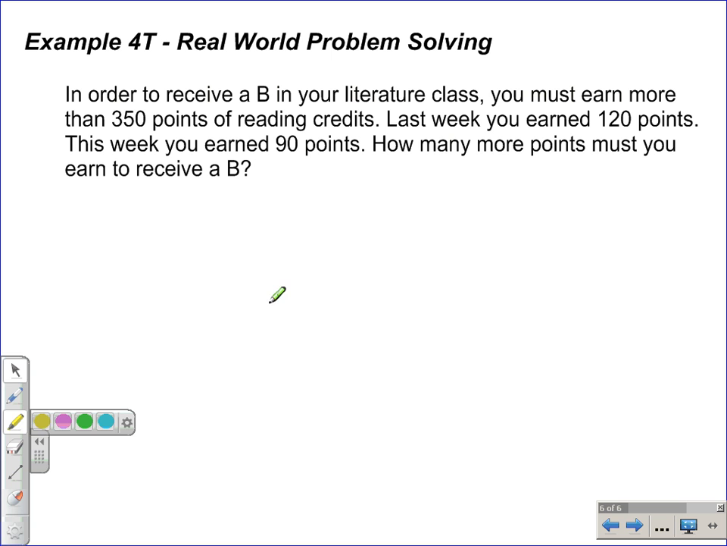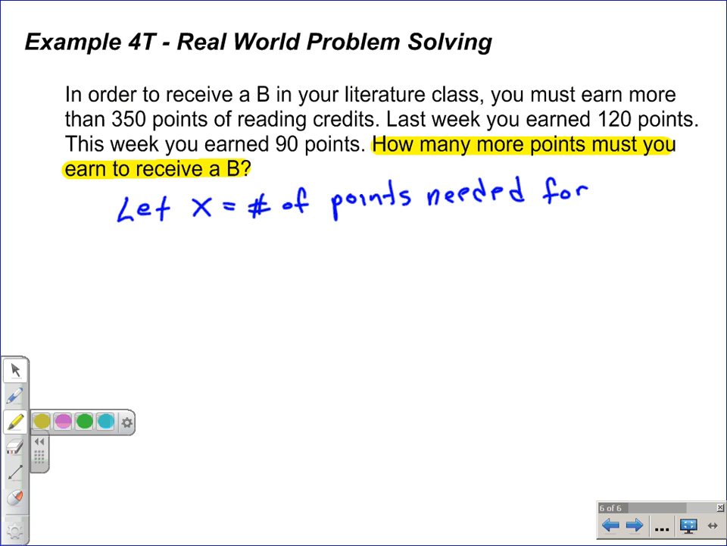First, let's highlight the question and define a variable. The actual question here, what we need to find, is how many more points you must earn to receive a B. So defining a variable in this case, some teachers call these let statements. We're going to let x equal the number of points needed to earn a B. So that's the definition of our variable. That's what we need to find.